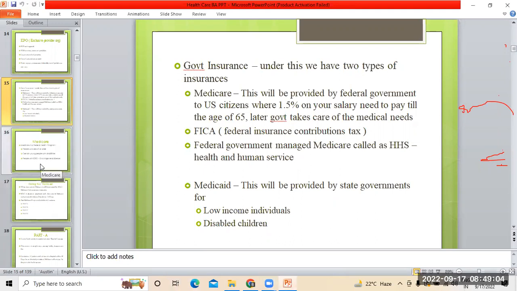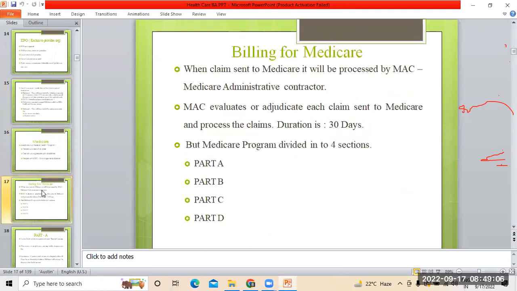Now, when it comes to Medicare billing, the Medicare program is usually divided into 4 different sections. Whenever we talk about the billing and claim processing, I'm specifying Medicare, not relating to Medicaid. Please remember, when we are processing the claims, claim duration will usually be 30 days, but it may go up to 60 days sometimes. That is one thing I would like to clarify.